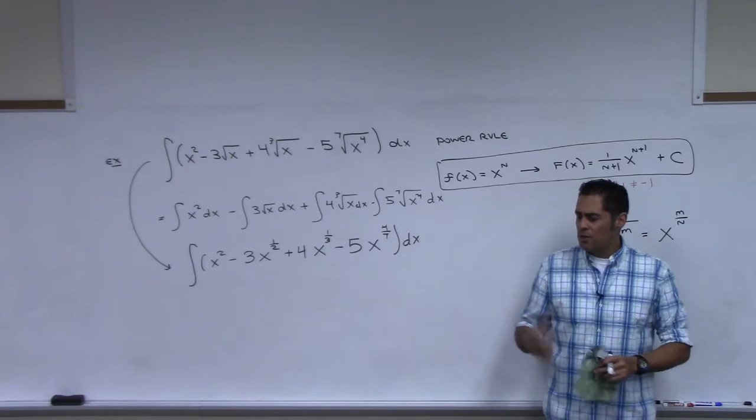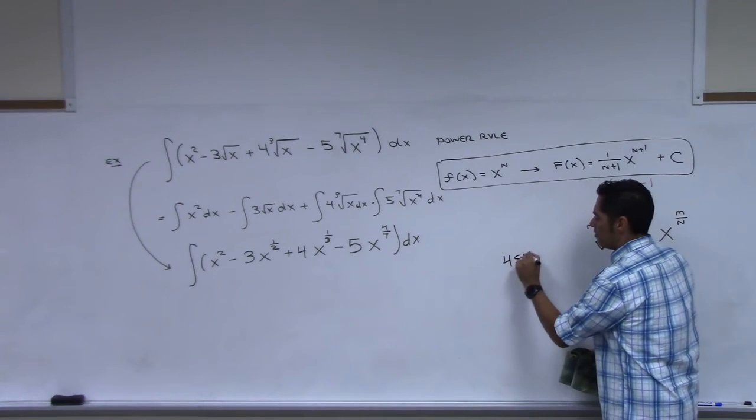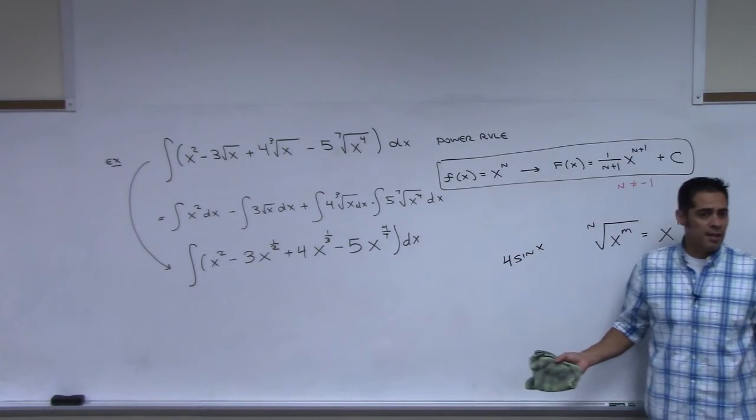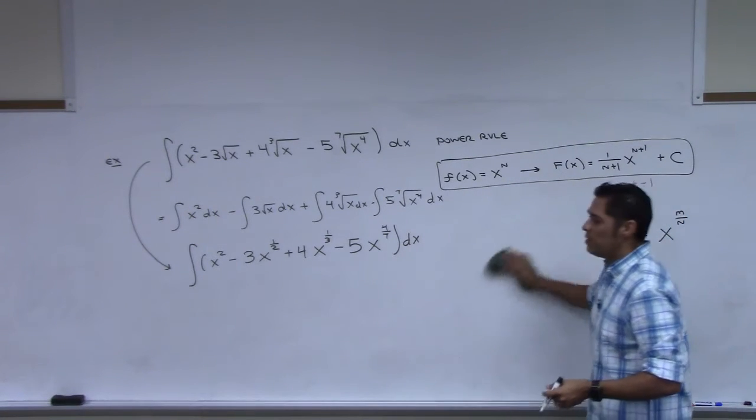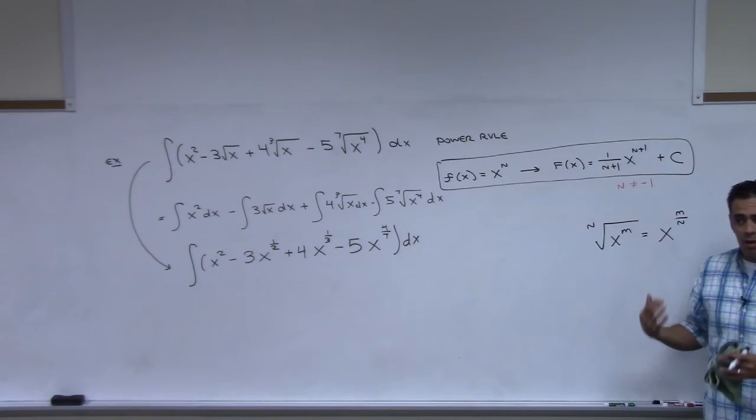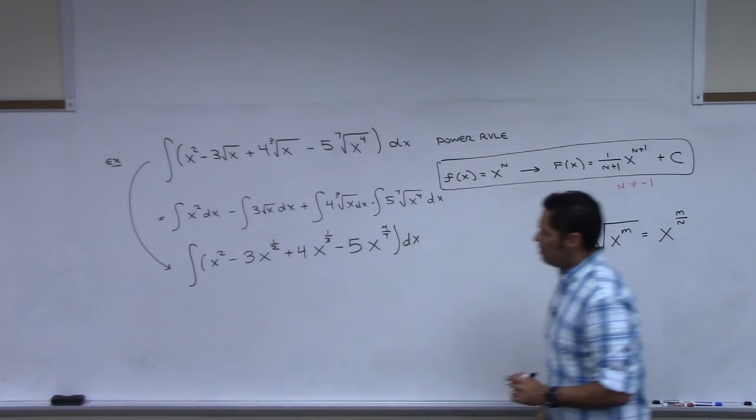It's just like when you took the derivative, like if I had 4 sine x, right? And I say take derivative, you're going to say 4 cosine x, right? You just brought the 4 with you. Okay, so that's what's going to happen when we do antiderivatives. The constants are just going to come along. All right, so let's try and do this.